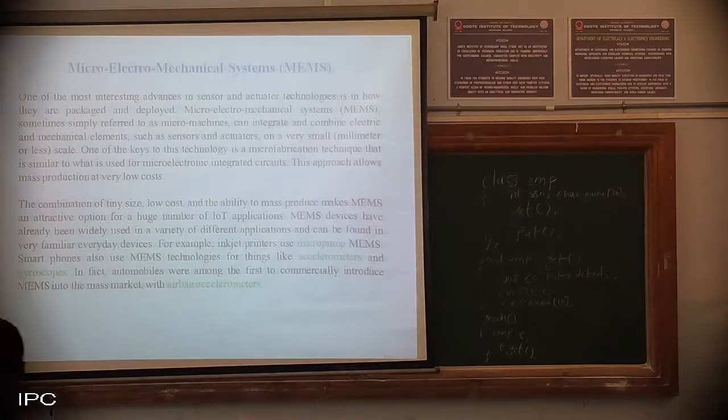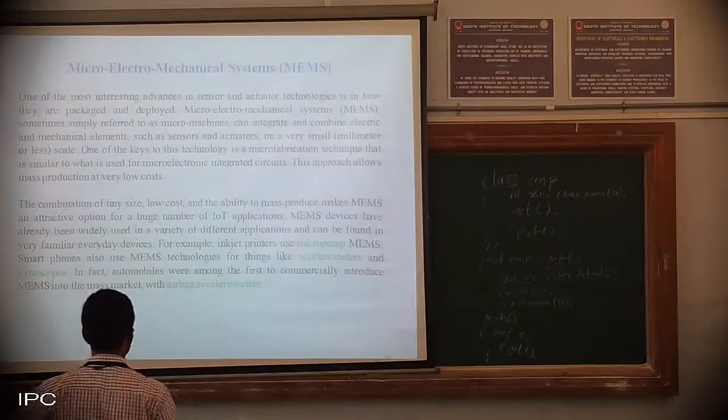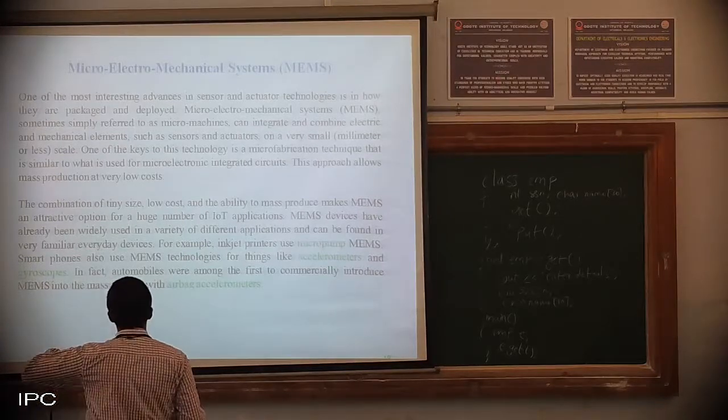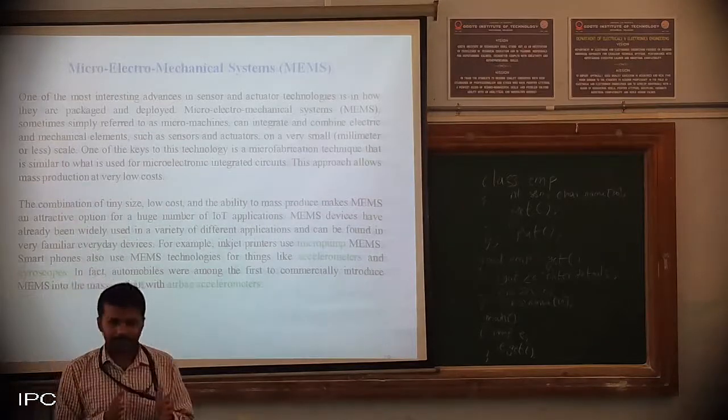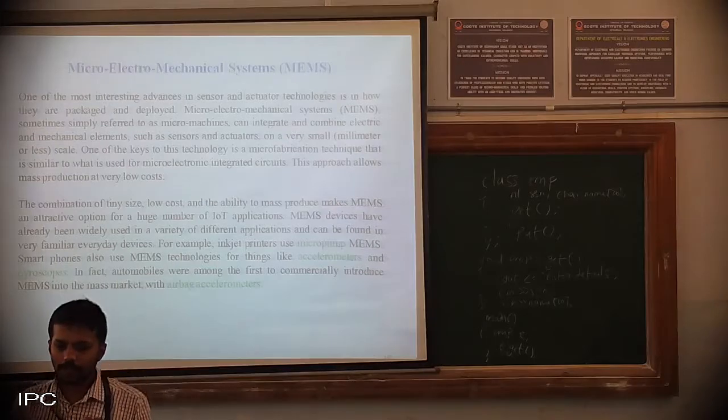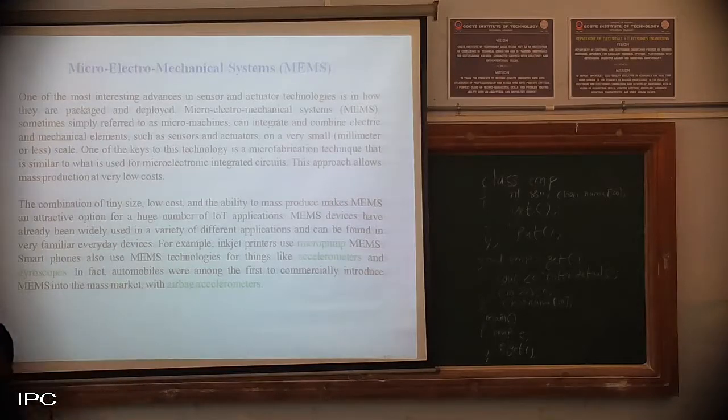And this is one such topic: micro electromechanical systems, which we call MEMS. One of the most interesting advances in sensor and actuator technology is in how they are packaged and deployed. How they are deployed is a very important point.